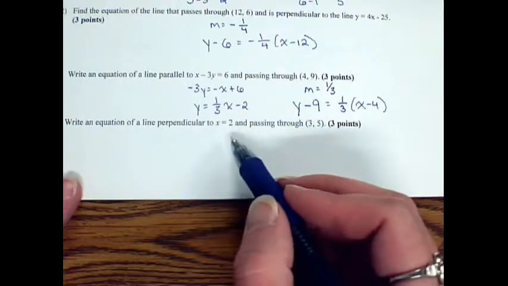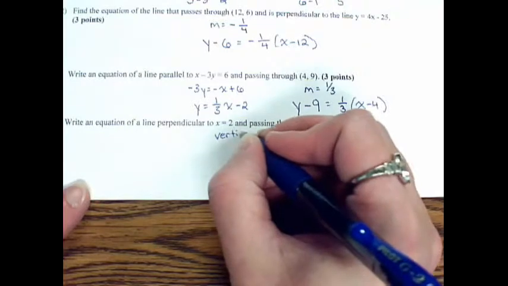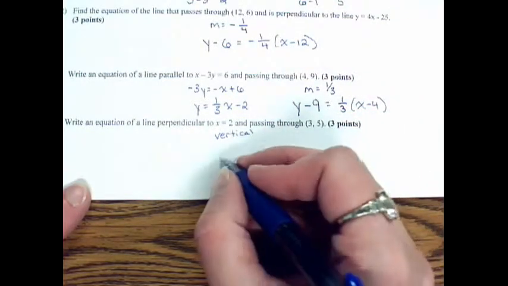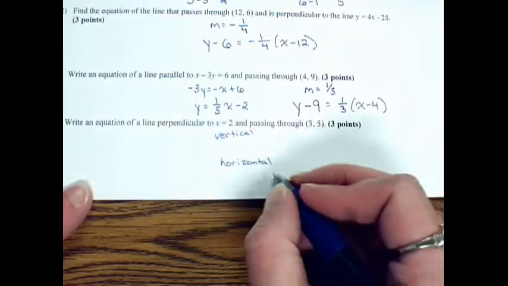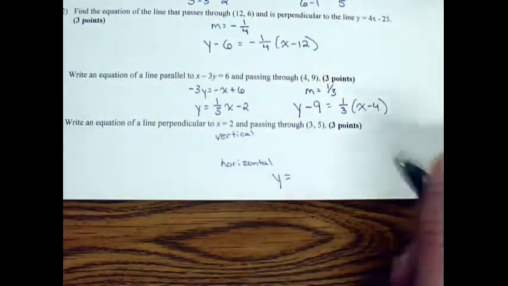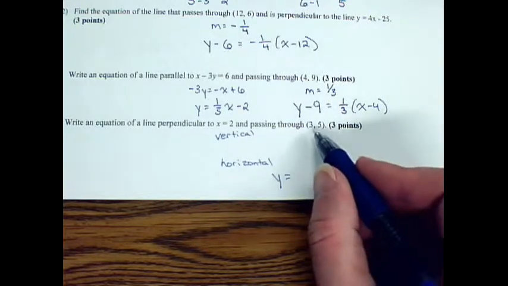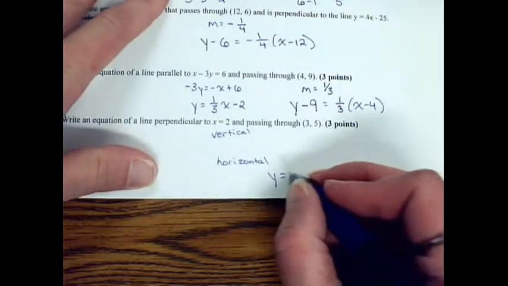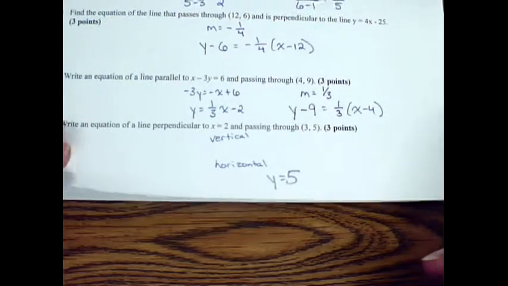Perpendicular to x equals 2. Well, x equals 2 is a vertical line. So I need a horizontal. Now, horizontal lines are y equals. So I need to know a y value, any y value on that line, because they all have the same y value. If it's passing through that point, then that's my y value. It's 5.